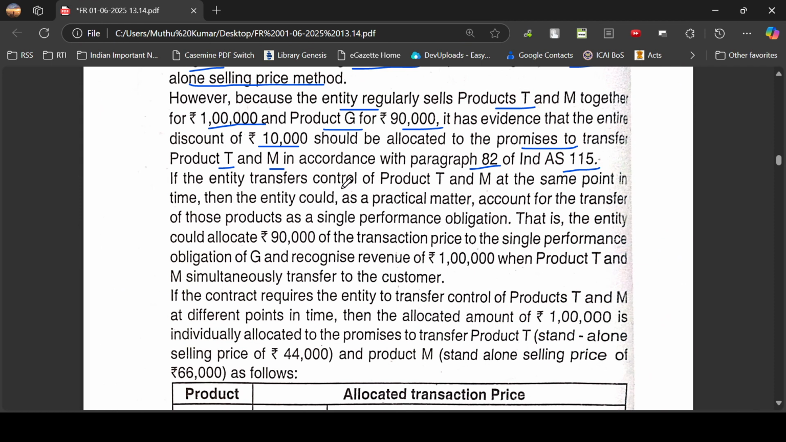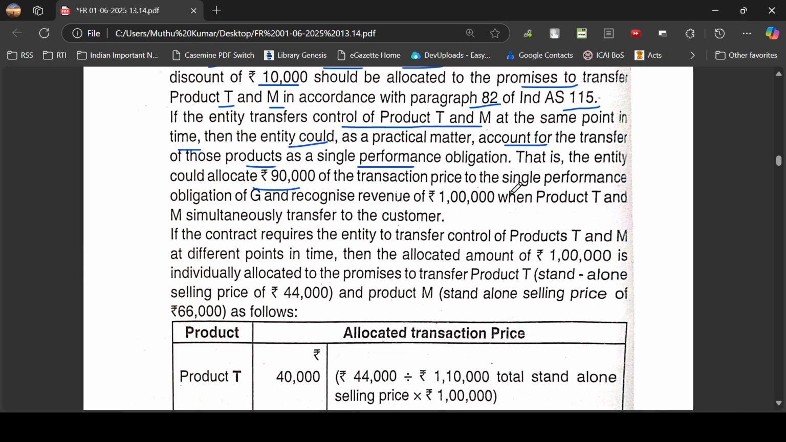If the entity transfers the control of products T and M at the same point in time, they are entirely sold together. As a practical matter, instead of accounting for the transfer of the other products separately, as they are similar performance obligations, the entity could allocate 90,000 of the transaction price to G, which is recognized as revenue, and 1 lakh to products T and M, which are simultaneously transferred to the customer.